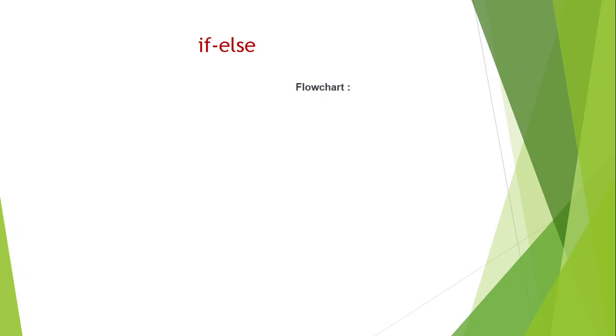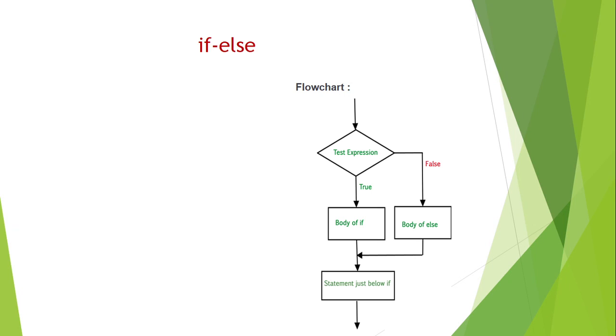The keywords which are used to do so are if and else. In Python, the flowchart would be like this. There is a test expression. If this expression evaluates to true, then the body of if is executed. And if the expression evaluates to false, the body of else is executed, but not both bodies. Means both blocks will not be executed. Only either the if block or the else block will be executed. Then the statements following the if or if else block will be executed.